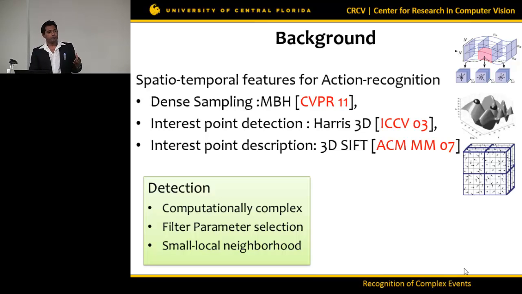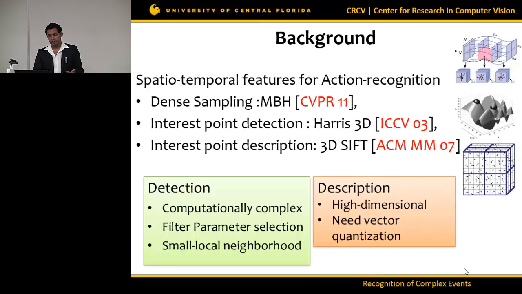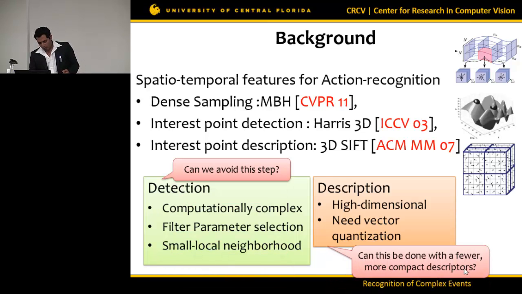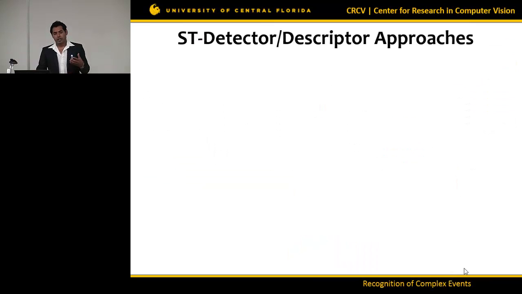operation. Also, you have to do lots of filter parameter selection, which is why it's not optimized for certain data sets. And all these approaches are based on a small spatio-temporal neighborhood. That's the detection problem. With description, once you have these features detected, you want to represent them, and that data representation is often very high dimensional, which needs further vector quantization. So the question we want to ask here is, can we avoid this detection step? And also, can we create a compact descriptor of what is happening in the video?